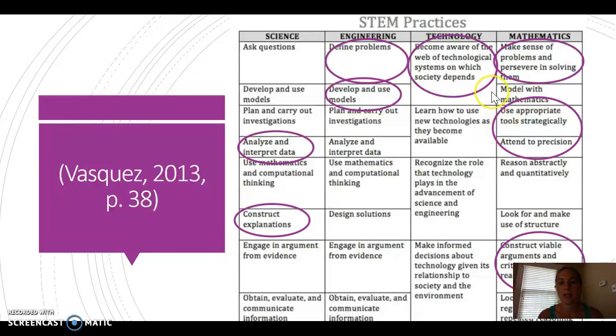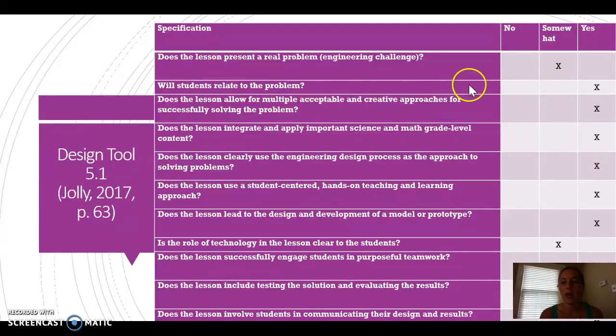For technology, they're becoming aware of a system that societies use, specifically when you're doing construction or looking for the location of a new building. And then for math, they're making sense in problem solving and persevering. They're using appropriate tools strategically and attending to precision.